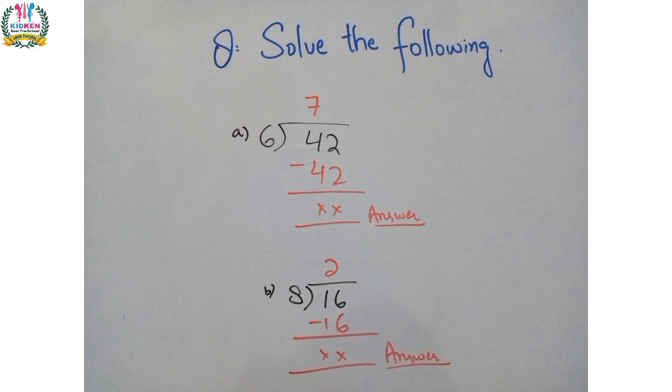Part B is 16 divided by 8. So we can start counting the table of 8. So 8 times 1 is 8 and 8 times 2 is 16. So our final solution of this question is 2.